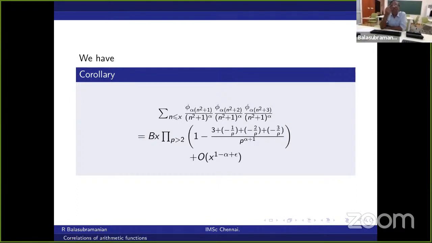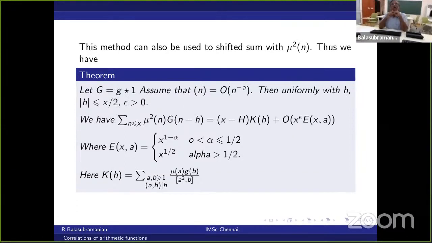Now, what is the value of 3 + (-1/p) + (-2/p) + (-3/p)? That depends upon the congruence conditions for p modulo 24, as you would be expecting. Depending upon the value of p modulo 24, you can explicitly write what these (-1/p), (-2/p), (-3/p) are, and then you can simplify.